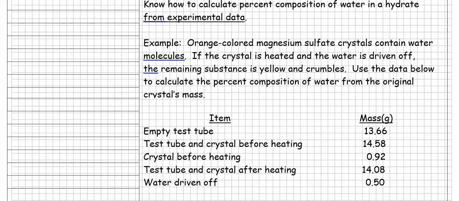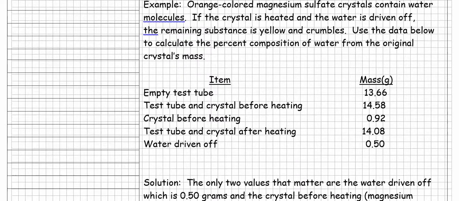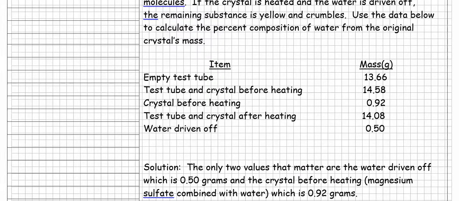So we placed the hydrate onto a flame, and from that we were able to determine the amount of water that was driven off in the process of heating, and that's the mass of water, and then we can determine the mass by simple subtraction. So let's take a look at the data that we've got. The empty test tube weighs 13.66 grams. The test tube and the crystal before you heated it was 14.58 grams. The crystal before the heating was 0.92 grams, just the crystal, because all we're doing is subtracting this from this to get that number right there, right?